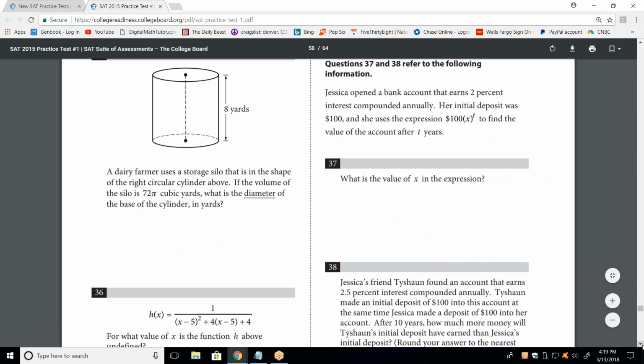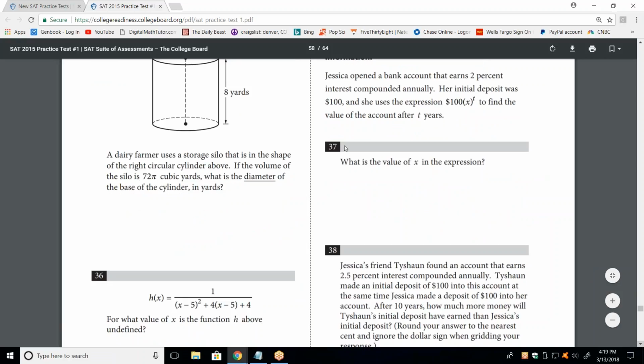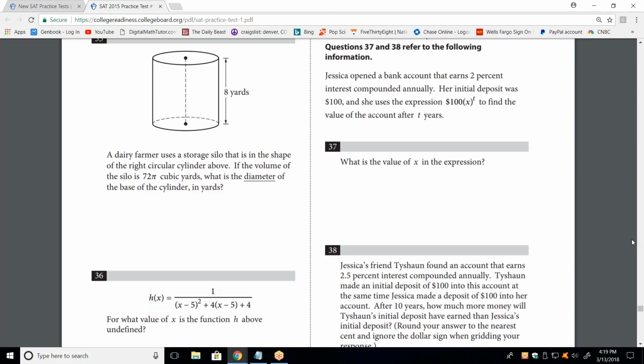All right, and let's see if we can get to 38. That'll be the last question. But it applies to that same concept. In other words, the same paragraph above 37. The value of x.